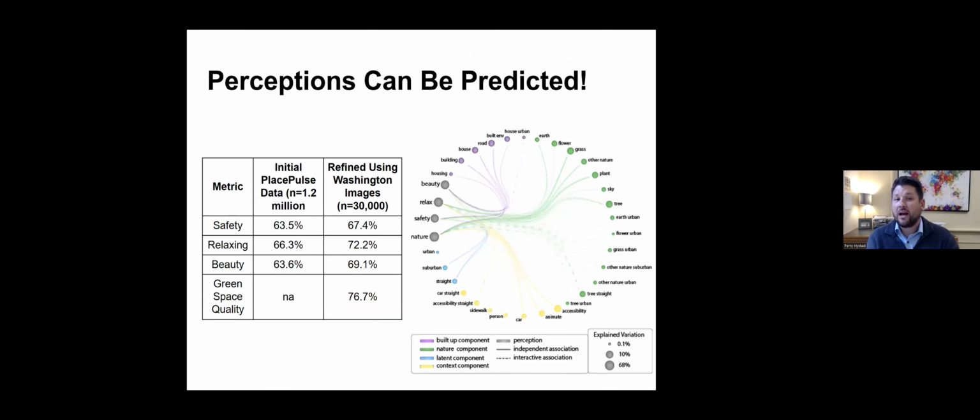And so what we found is that we actually can predict these perceptions. So for green space quality, we could predict around 77% of the pairwise image comparisons. So which image would win in terms of what street has a higher quality of green space. Safety did less well, and then relaxing and beauty. And this image here just shows for those perceptions, what are the features that are contributing the most to those. And we see that they're sort of what we would expect for safety, nature, relaxing. It's the type of nature and green space that's on that street.